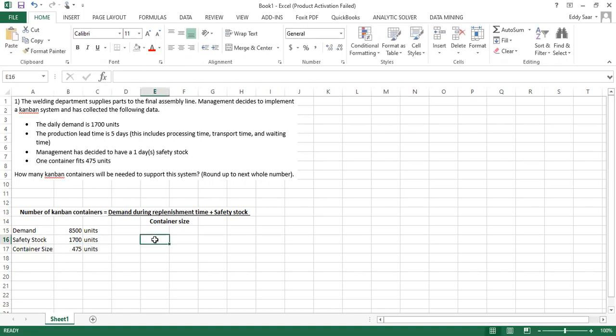Now that we have all the information needed, we can apply the formula. The demand during replenishment time, 8,500, plus the safety stock, 1,700 units, divided by the container size, 475, gets us 21.4. But with how containers work, you have to put the additional 0.4 into the next container. That's why they ask us to round up to the next whole number. So in actuality, we'll need 22 containers, because technically the last container won't be completely full.